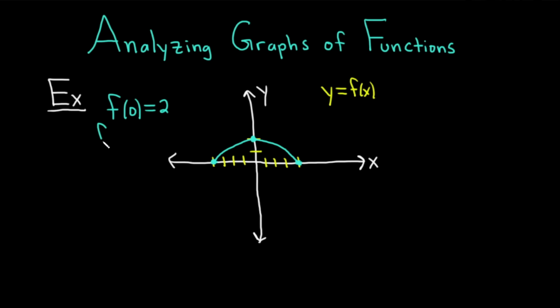What about f of 4? f of 4 would be the y value when x is 4. So if we look at the graph, you see the y value is 0. Same thing with f of negative 4. That would be the y value when x is negative 4. That would also be 0.